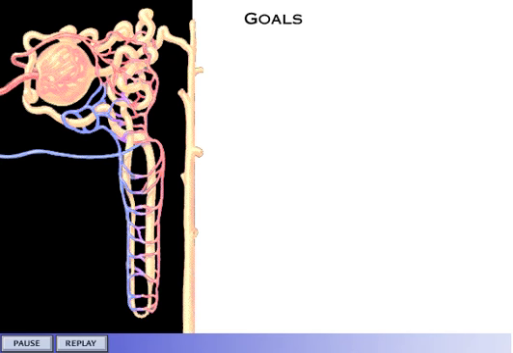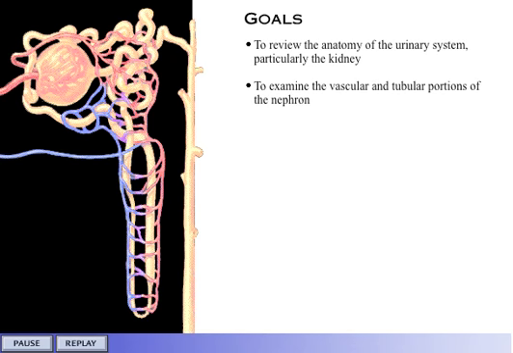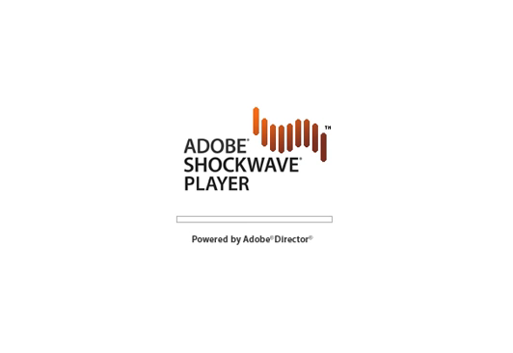Your goals for learning are to review the anatomy of the urinary system, particularly the kidney, to examine the vascular and tubular portions of the nephron, to compare and contrast the specialized cells of the tubular epithelium, to review the unique structure of the juxtaglomerular apparatus. Here's what you need to know: the structural characteristics of epithelial cells. To see definitions of terms, click the bold red words.